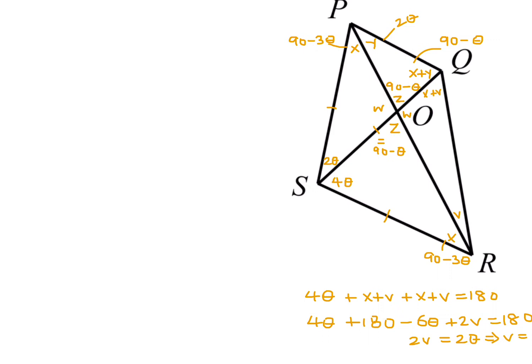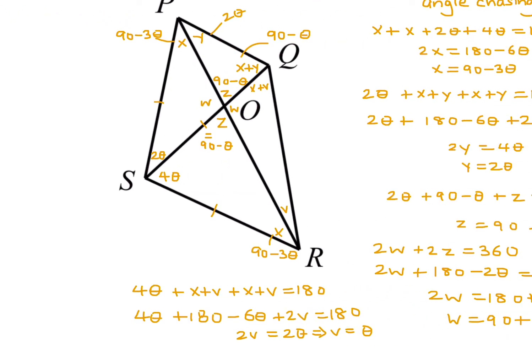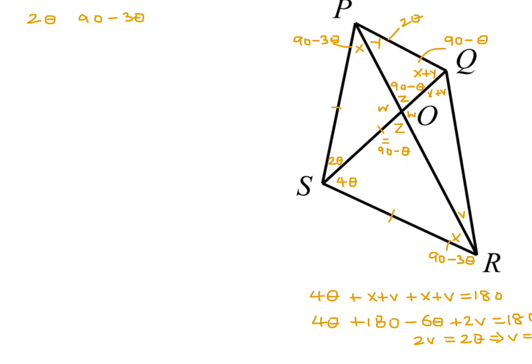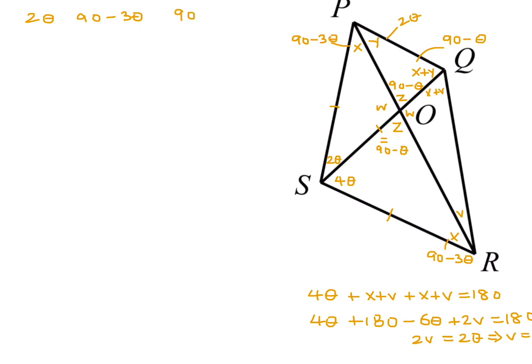Let's see here. In this triangle, I've got 2 theta, 90 minus 3 theta, and W. And what was W? W was 90 plus theta. And then in this triangle here, I have 4 theta, X, which was 90 minus 3 theta, and Z, which is 90 minus theta.